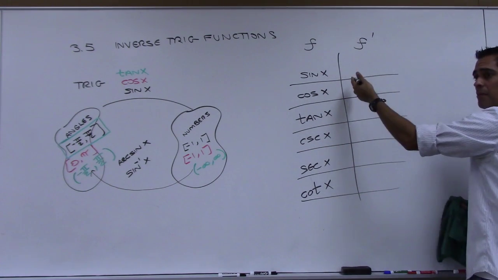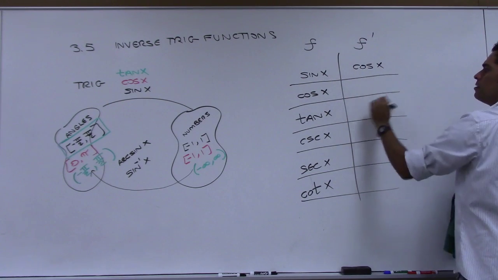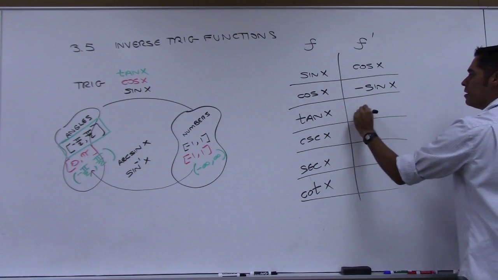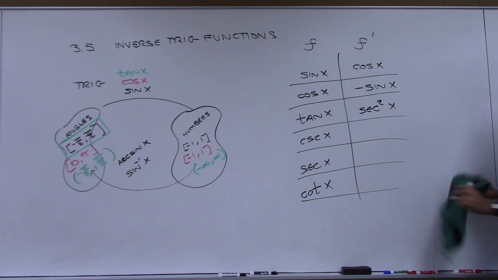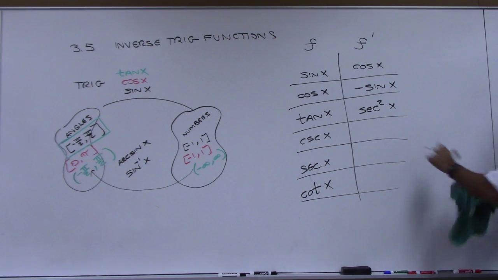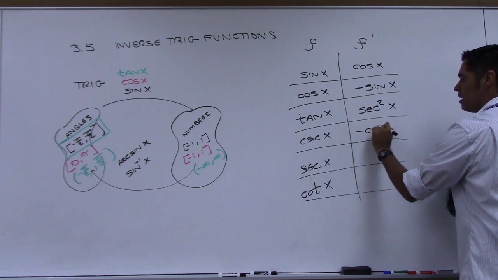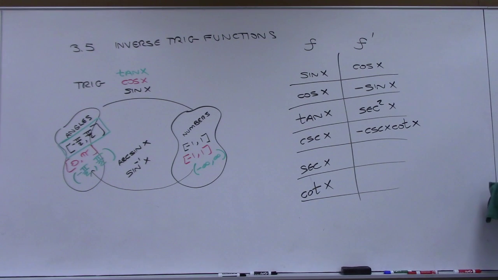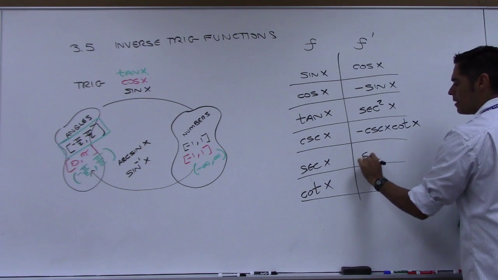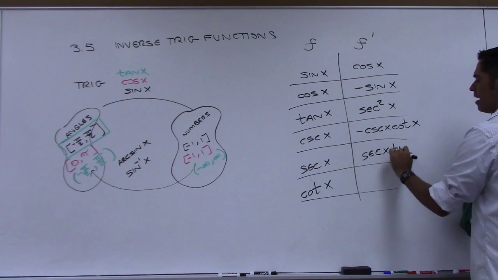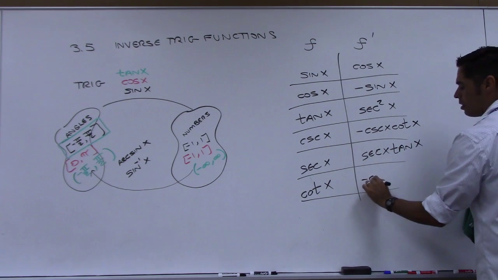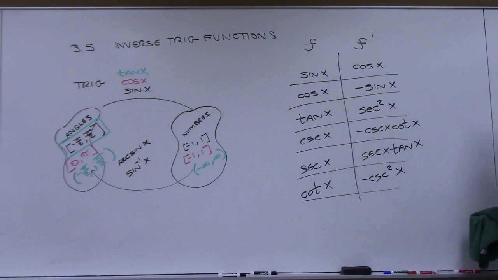So here's the function, here's the derivative. Derivative of sine, we already saw, was cosine. Derivative of cosine was negative sine. Derivative of tangent was secant squared. Derivative of cosecant, negative cosecant x cotangent x. Derivative of secant, secant x tangent x. And derivative of cotangent is negative cosecant squared x. Those are all on your formula sheet.